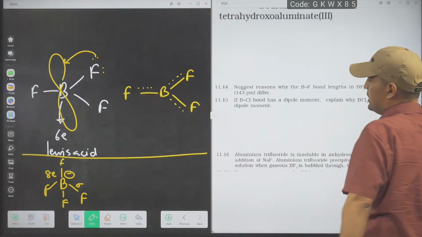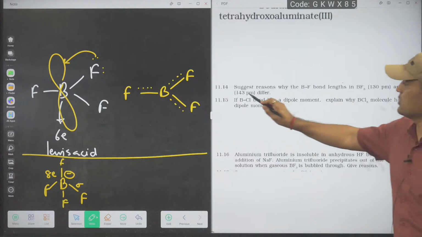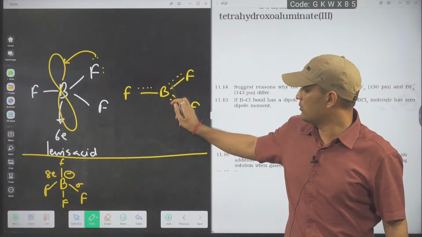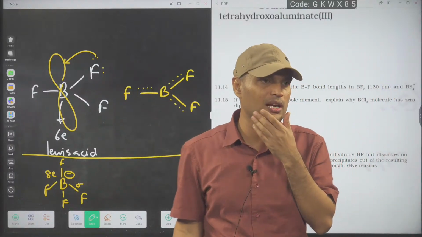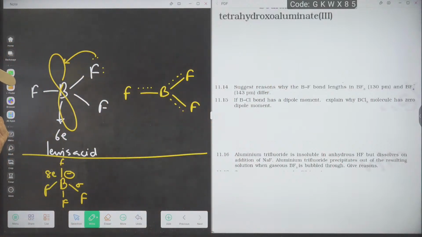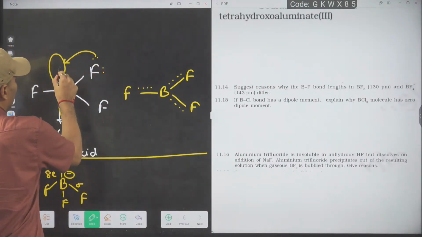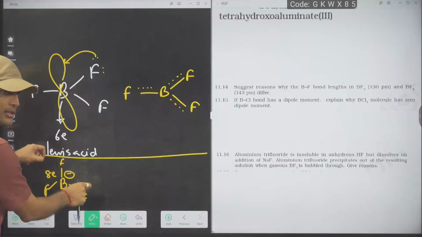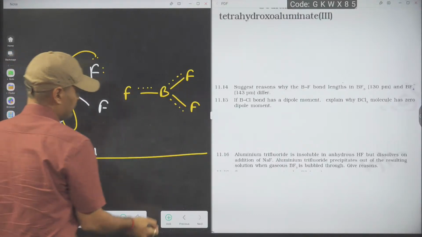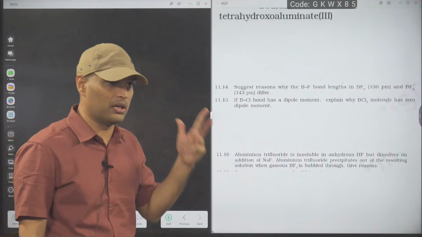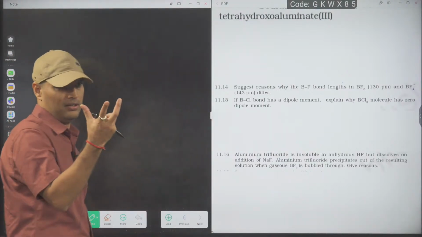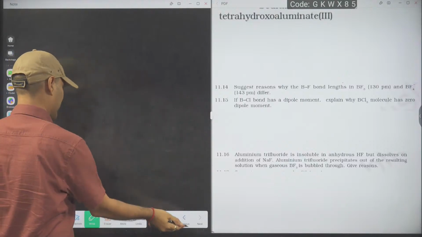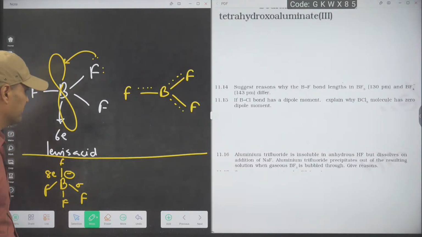See, they have given the data. BF3 is 130 picometer, BF4 minus is 143. Here there is only a single bond, octet complete, no giving, no taking. But here there is partial double bond character. Boron has 6 electrons only, so fluorine gives the electron, pi character comes, shorter bond. Here single, longer bond. In KFC they give one burger, a longer burger. McD and others give a spherical circle. So you can remember BF4 minus has the longer bond.